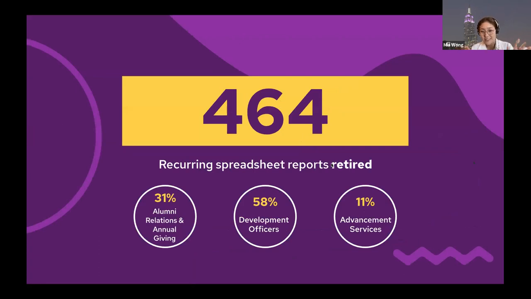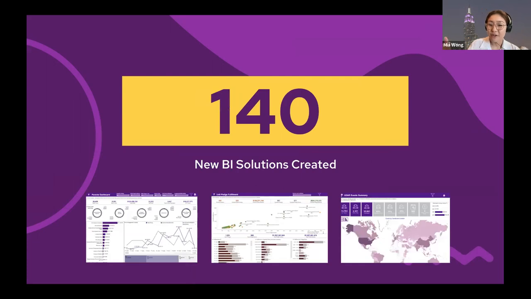So a quick look at first, before I get to the big surprise, the catalog. I'm going to go over some of the nice stats of how we performed. We used to have 464 recurring spreadsheet reports retired. So now we have 140 new BI solutions created. And this is one of the big accomplishments of the switch.